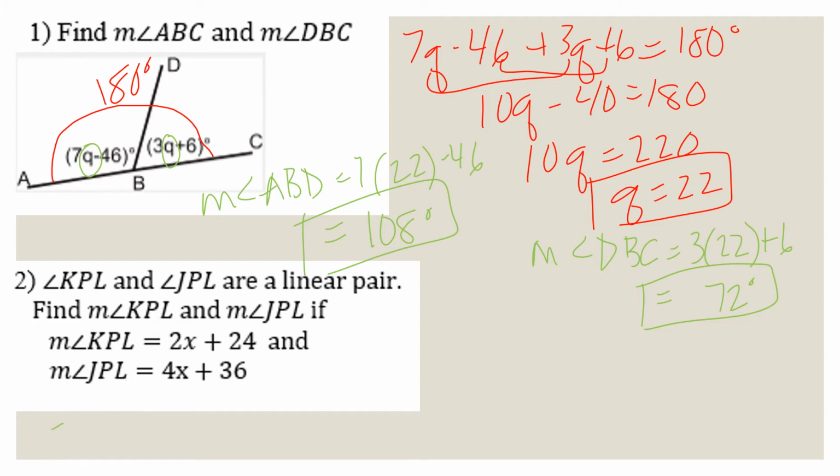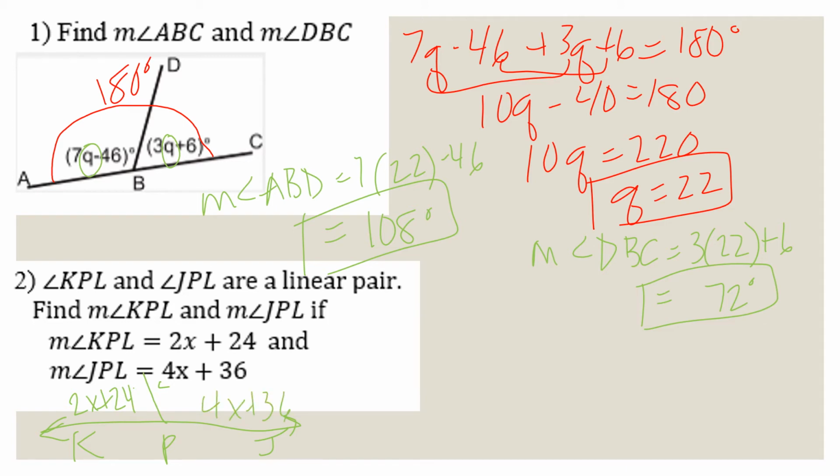KPL and JPL are a linear pair. So here, P is obviously the vertex. That would be P, this could be K, this could be L, and this could be J. Okay, so KPL is 2x plus 24, JPL is 4x plus 36.